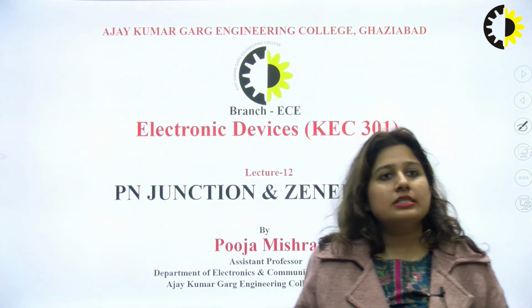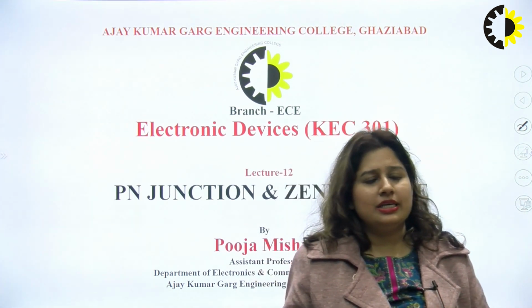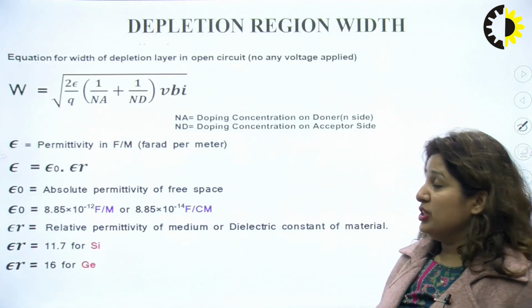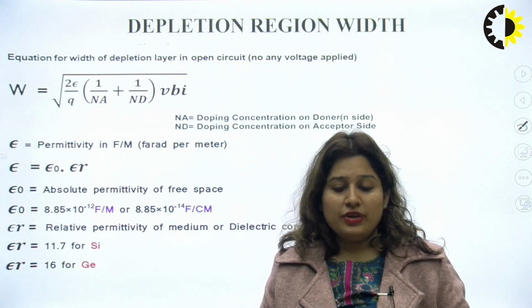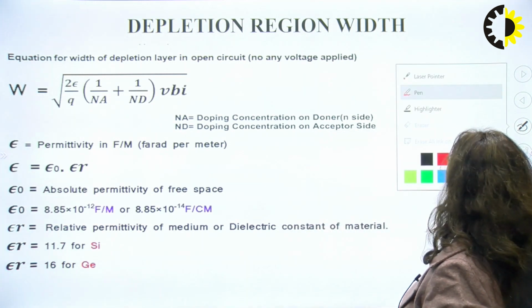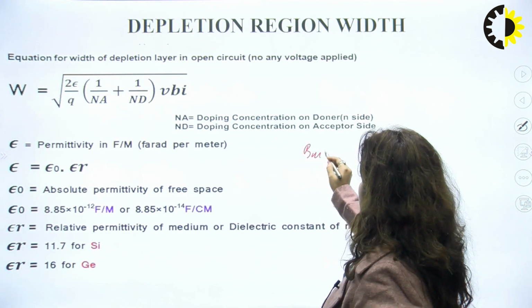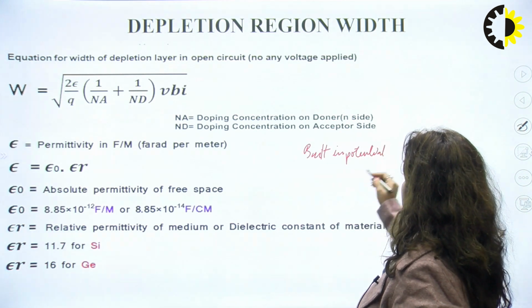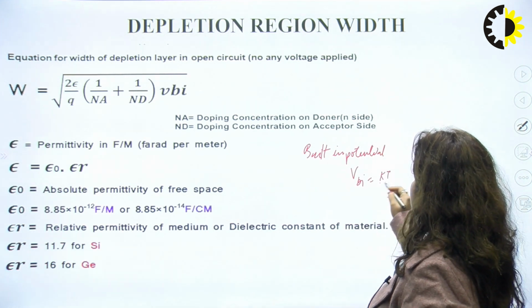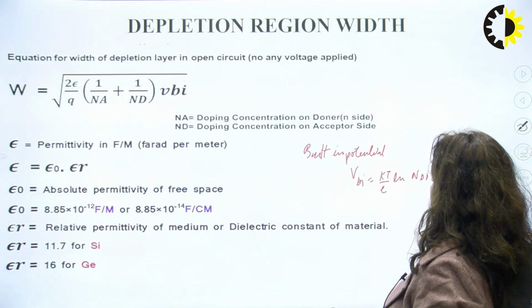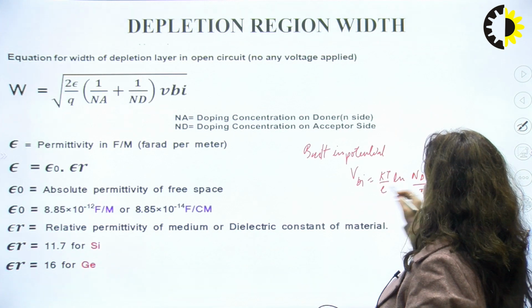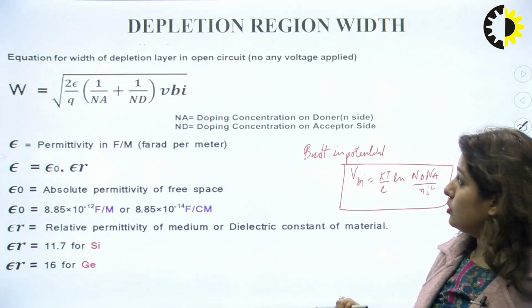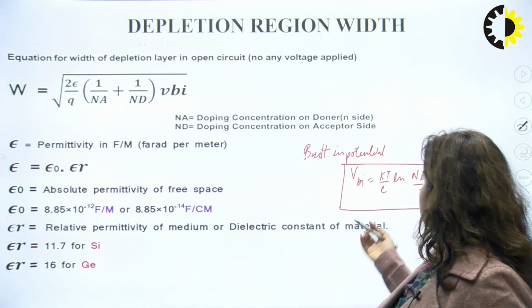As we have already discussed built-in potential, PN junction biasing and other parameters, we will discuss here what is the depletion width or space charge width in the PN junction. We have already seen the built-in potential, which is given by VBI equals kT by e ln of ND NA upon ni square. This formula gives the value of the built-in potential, so that the crossing of electrons from the N region to the P region will be easier.